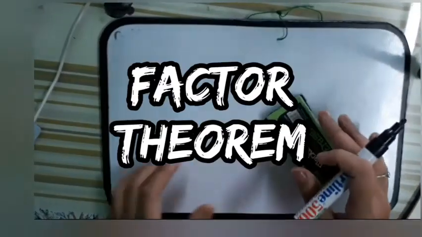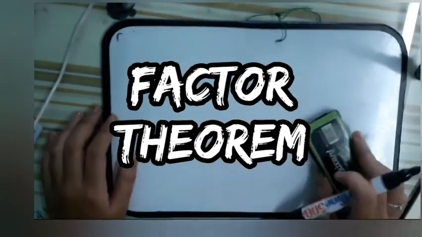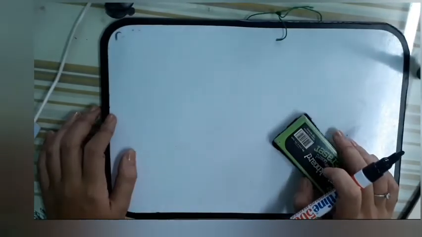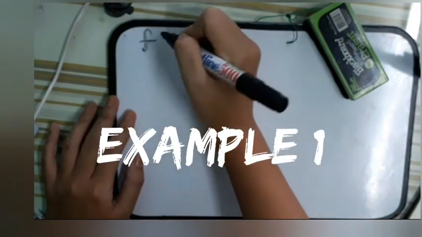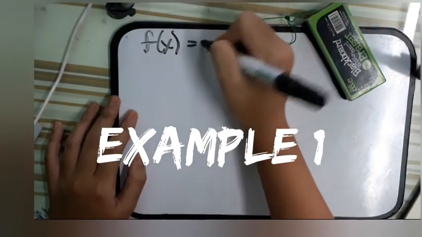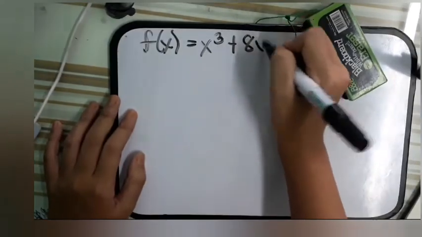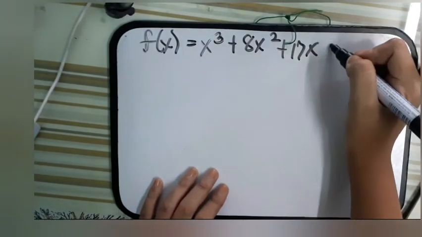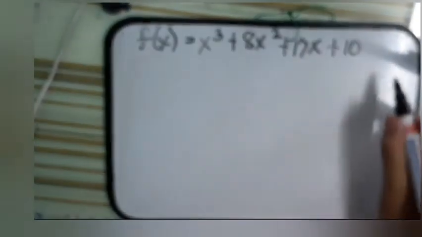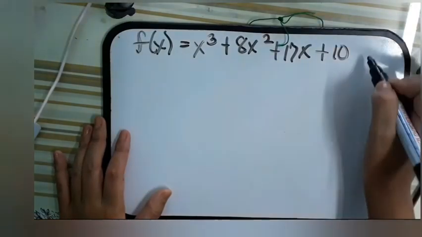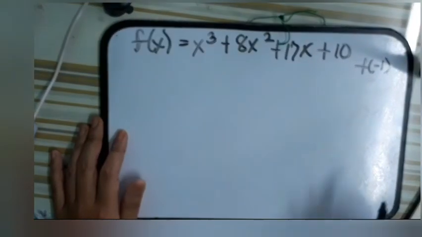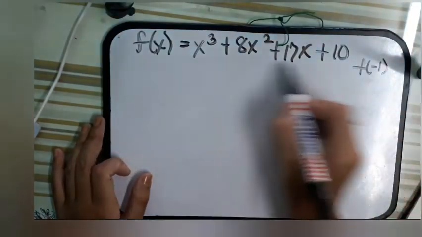Okay, let us now move on to using the factor theorem to solve polynomial equations. We use the factor theorem to factor higher degree polynomials. Let's say we have f of x is equal to x cubed plus 8x squared plus 17x plus 10. And we're going to show whether f of negative 1 is a zero of the given polynomial. When we say zero, we mean a solution of our polynomial.